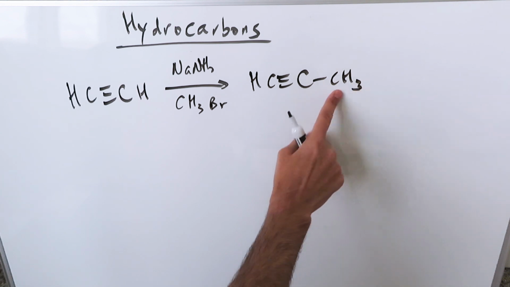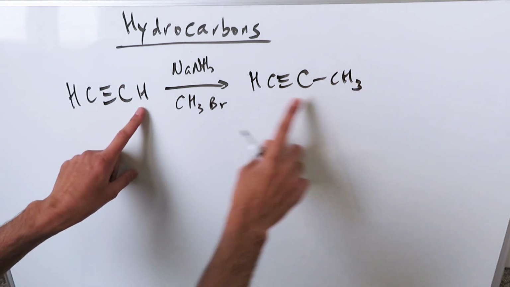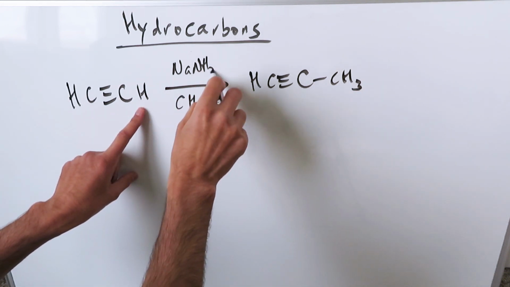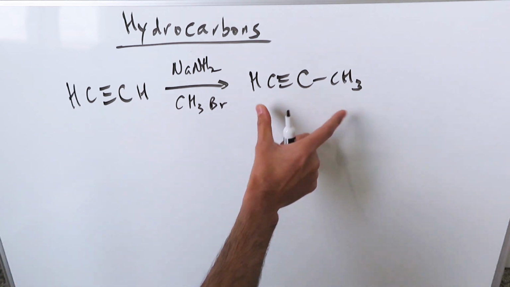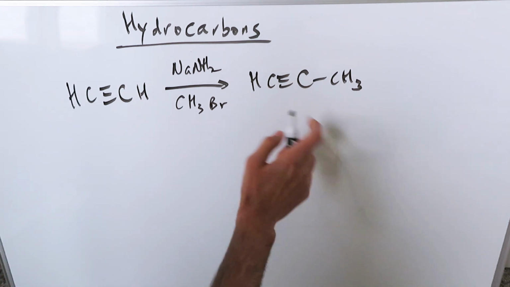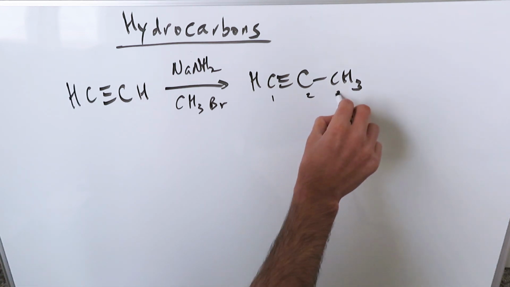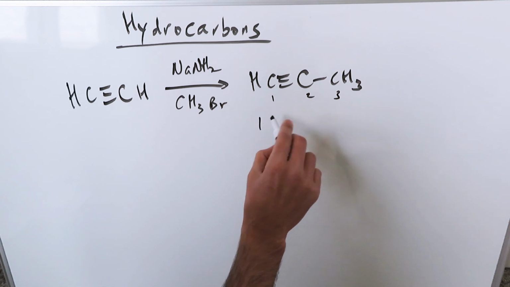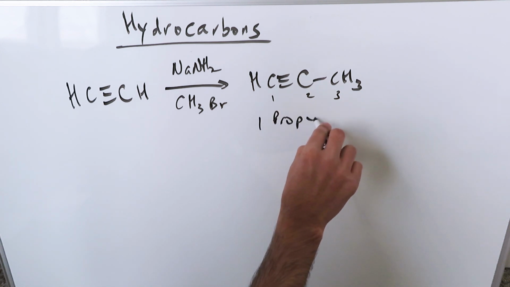This develop, because I've added 1 carbon to the terminal. The terminal hydrogen was removed by the base and then this came into play and we have this. What do we have over here? We have 1, 2, 3 carbons, but the numbering is 1, 2, 3. I have over here 1-propyne. That's what I have, 1-propyne.